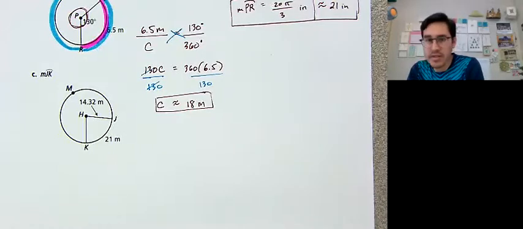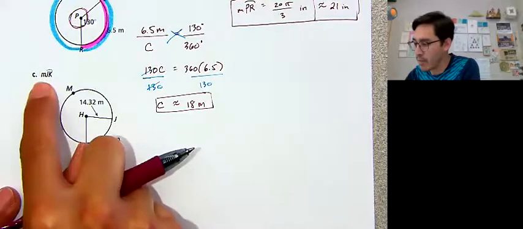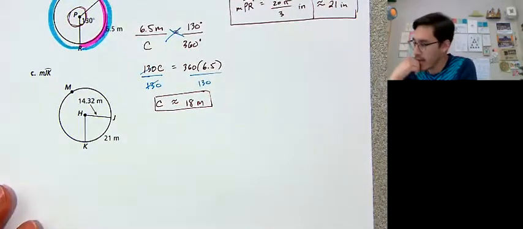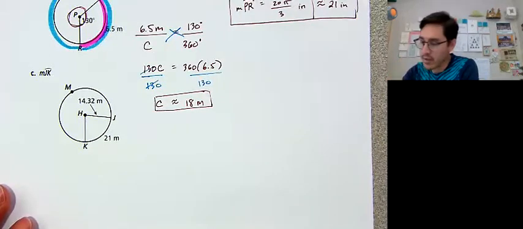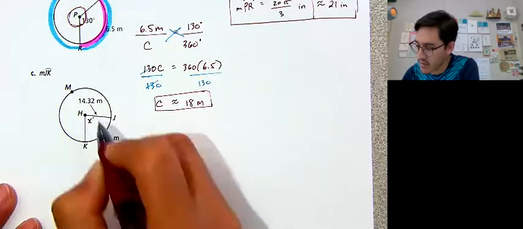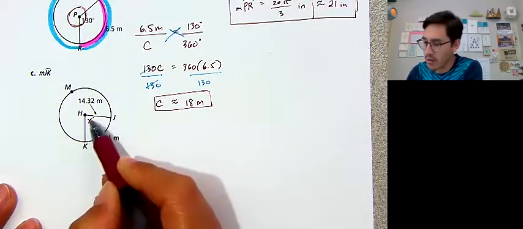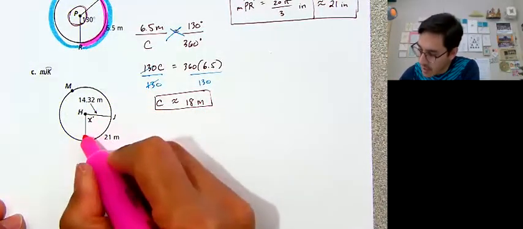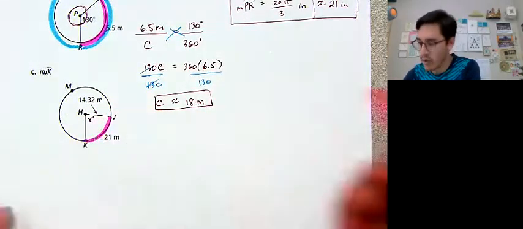All right, that brings us to part C, the final part of this question. Let's find the measure of the arc JK. That is referring to the central angle here, so let me just call it X. So what angle there would produce an arc length of 21 meters?